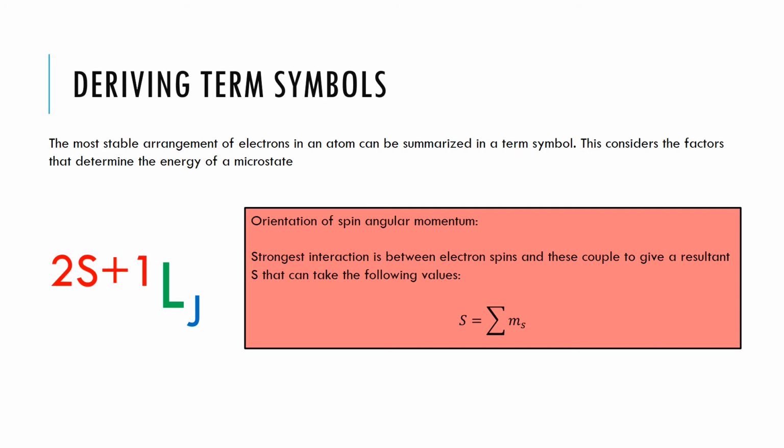The first thing we do is consider the orientation of the spin angular momentum. So we're talking about that ms quantum number here. And this is a very strong interaction. It comes from an interaction between electron spins, which we know couple in atoms, to give a resultant S. And what we do is we sum the spins for all of the electrons in the valence orbitals of the atom under question.